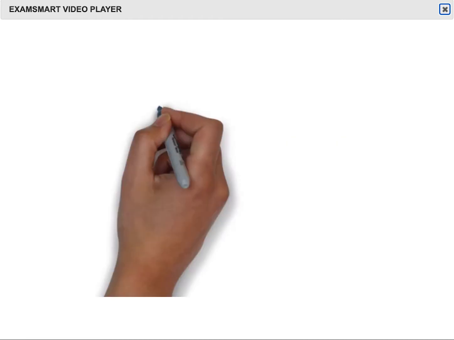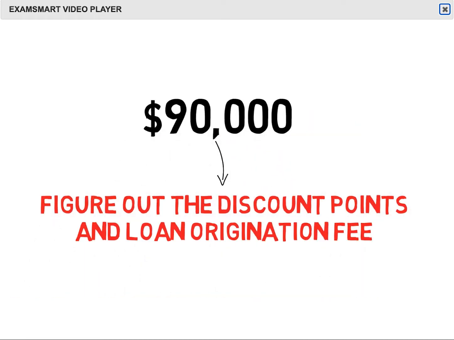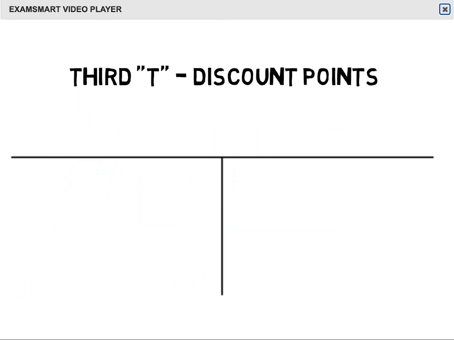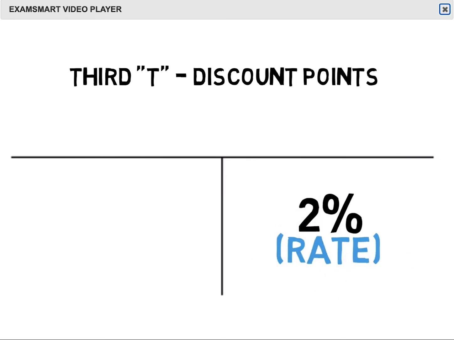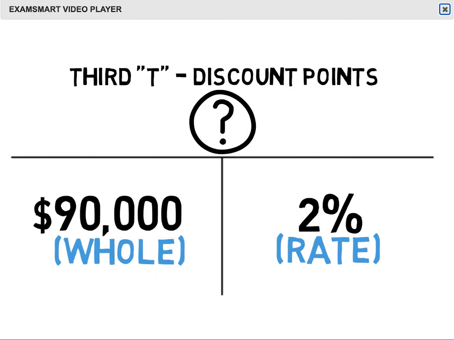Now that we have the loan, we can figure out the discount points and the origination fee. So in our third T, the discount points are 2 points, which equate to 2%. So 2% goes in the bottom right. The $90,000 loan amount will be the whole amount, the larger number, on the bottom left. Our formula says to multiply straight across.